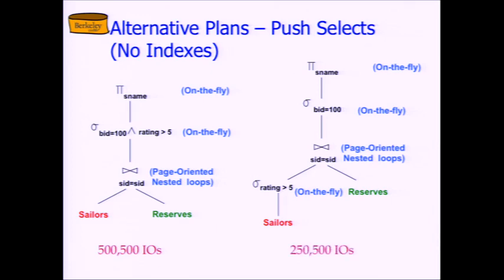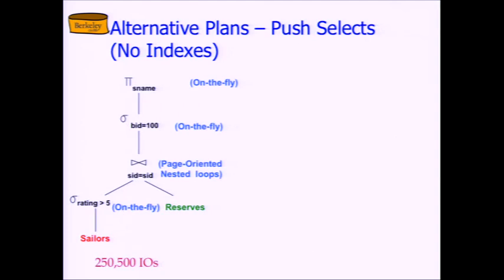So if we do that, then we're going to take half as many passes on reserves. So it's going to be 500 plus 250 times 1,000, right? So it's going to be 250,500 IOs. We saved a factor of 2 because we did a factor of 2 fewer passes of reserves, right? Now, maybe it wasn't a factor of 2. Maybe it was a factor of 1.8 or something. Let's not worry about it too much. Okay, so that's that plan.